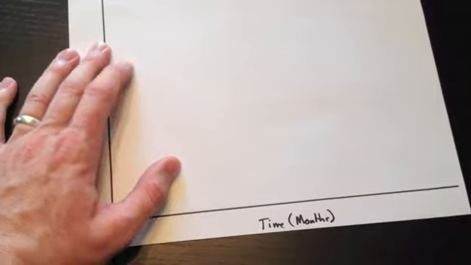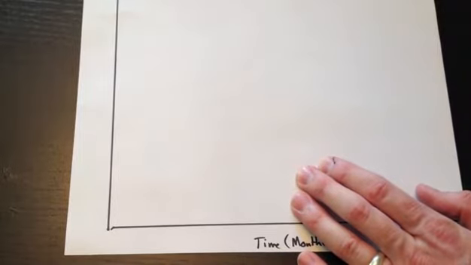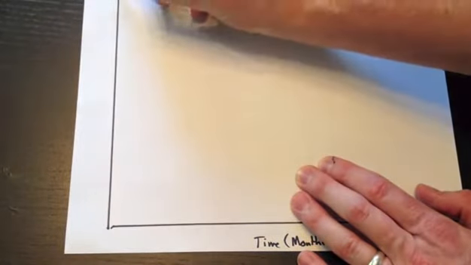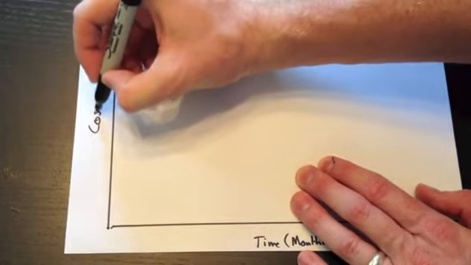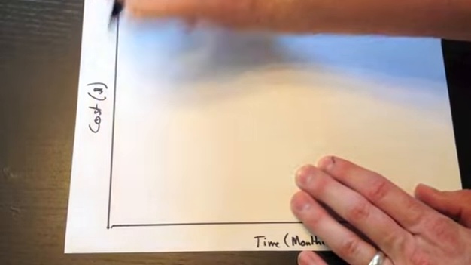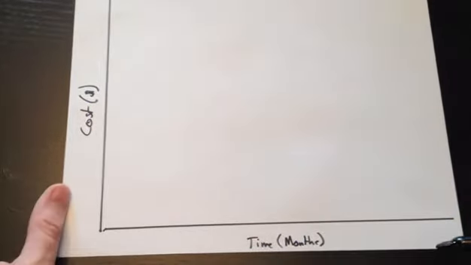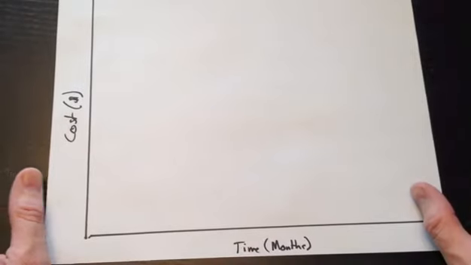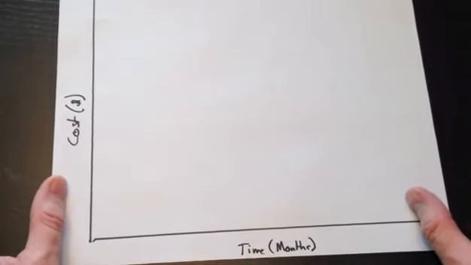And this is what you're going to show your parents when you're trying to convince them to buy you a cell phone. You're going to show them this graph and show them that you've done the research and that you can find a plan that's actually affordable. The y-axis up here is going to be cost in dollars, and the x-axis down here is going to be time. Graphs are just a nice visual way to represent what's happening in a real-world scenario.